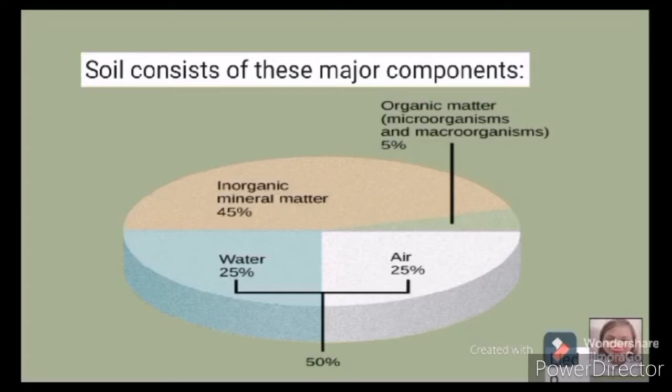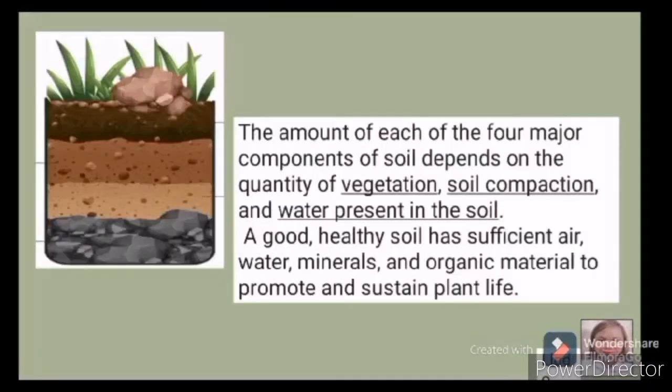Soil consists of these major components. Inorganic mineral, about 40 to 45% of the soil volume. Organic matter, about 5% of the soil volume. Water is about 25% of the soil volume. And air is about 25% of the soil volume. The amount of each of the four major components of soil depends on the quantity of vegetation, soil compaction, and water present in the soil. A good, healthy soil has sufficient air, water, minerals, and organic material to promote and sustain plants' life.